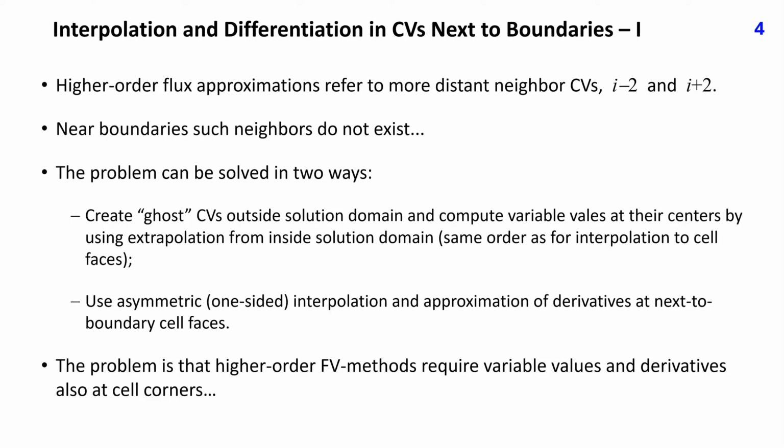If a polynomial is used for interpolation, it is best to use the same polynomial to extrapolate to ghost cell centers. The other approach is to use different interpolation and approximations for derivatives at the next to boundary cell faces. They should be of the same order as at other internal faces but asymmetric. The problem is that higher order finite volume methods require variable values and derivatives not only at face centers but also in the corners. Examples of both approaches are shown in the next few slides.